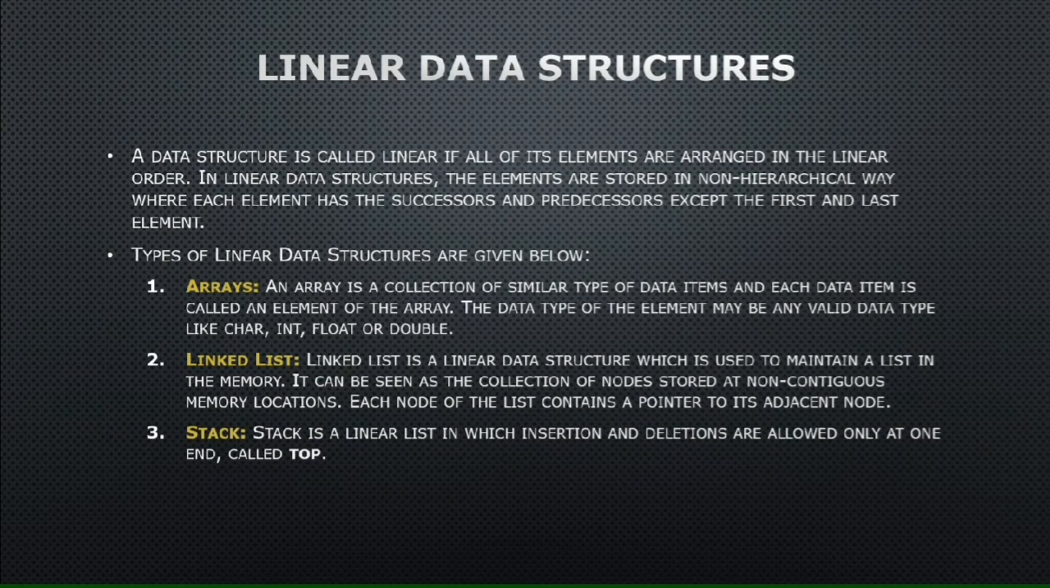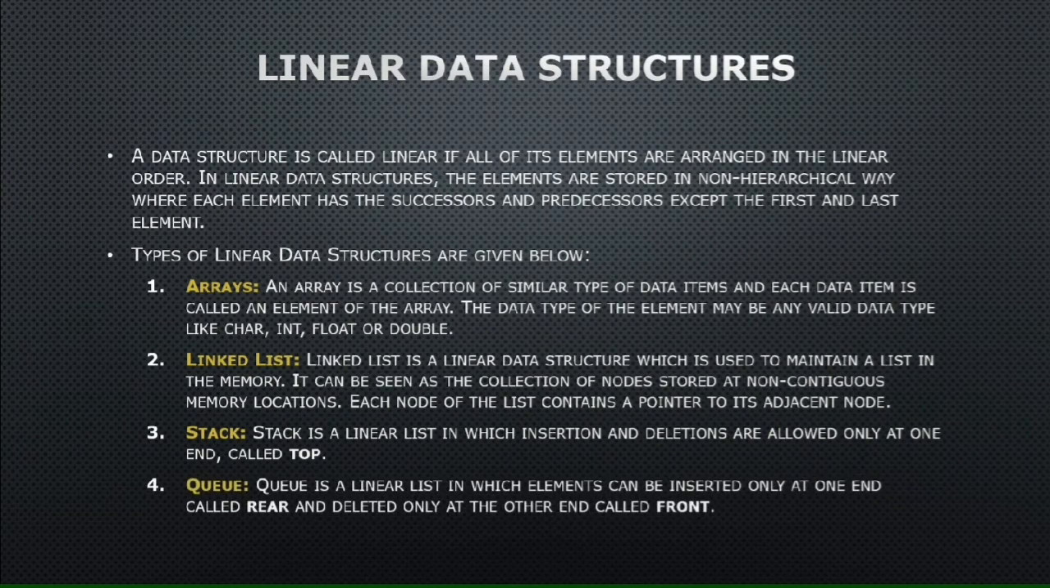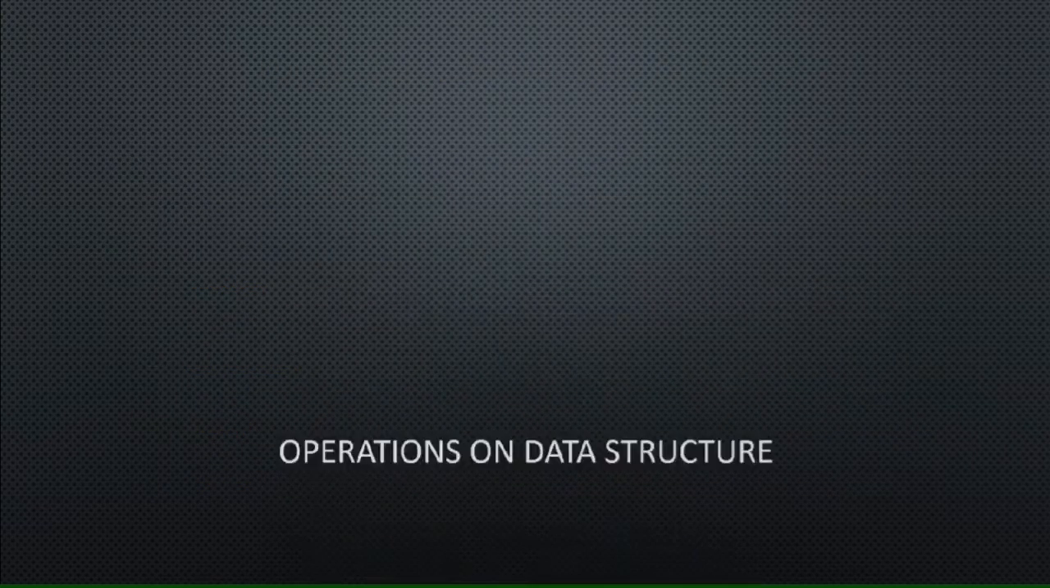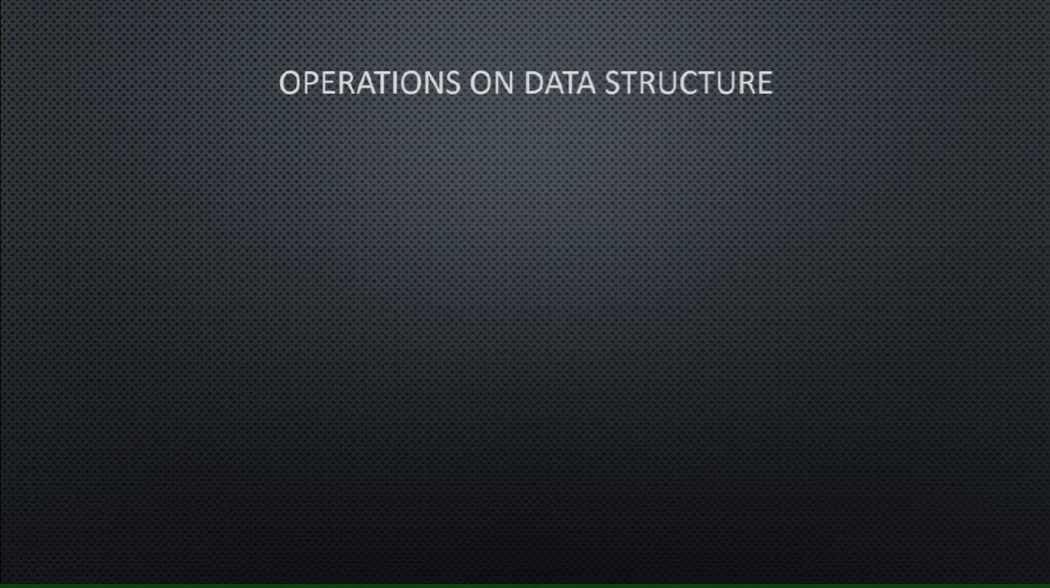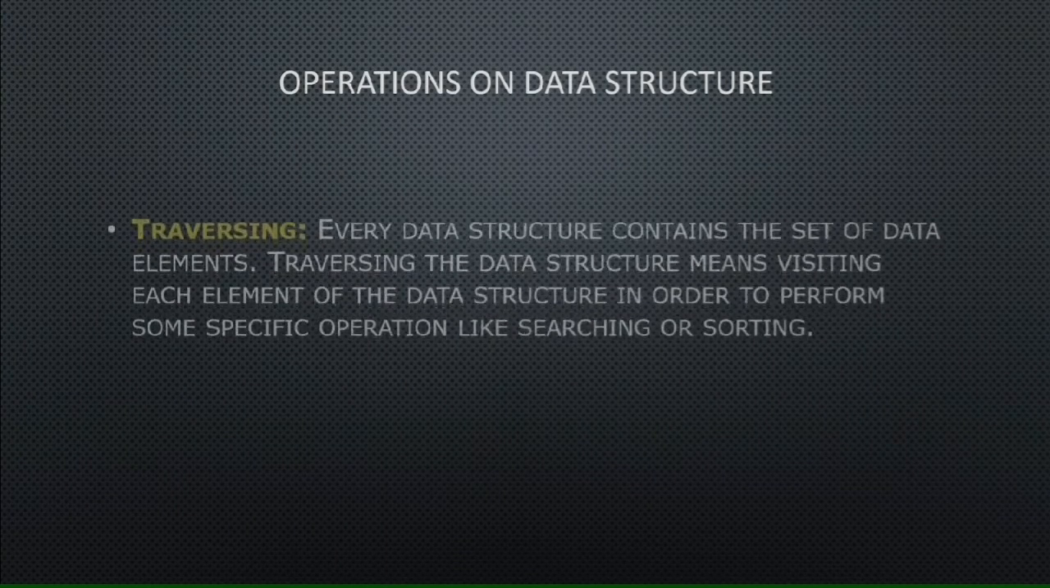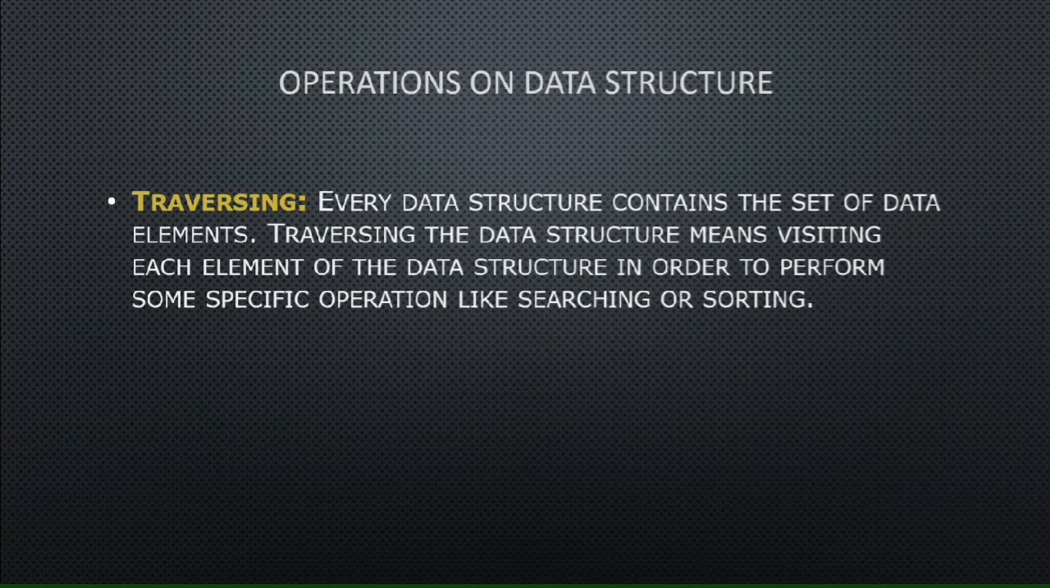Third one is stack. Stack is a linear list in which insertions and deletions are allowed only at one end, called top. Fourth one is queue. Queue is a linear list in which elements can be inserted only at one end, called rear, and deleted only at the other end, called front. Now let us look at some operations on data structures. The first one is traversing.